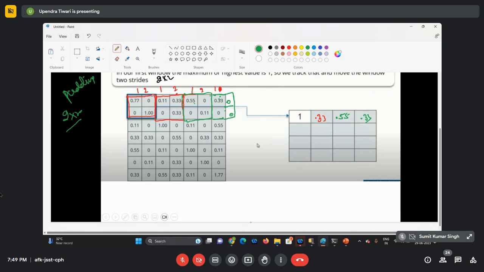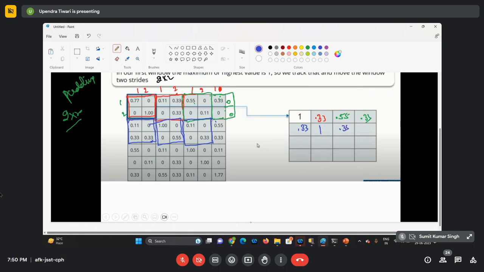Now we have moved this window column wise. Now we'll move row wise. Again, we'll take the gap of 2. So 1, 2. We'll be starting from here. Again, what is the maximum value? It is 0.33. Then we'll move here. What is the maximum value? 1. Then again, the stride of 2. This is the value, so it will become 0.33.